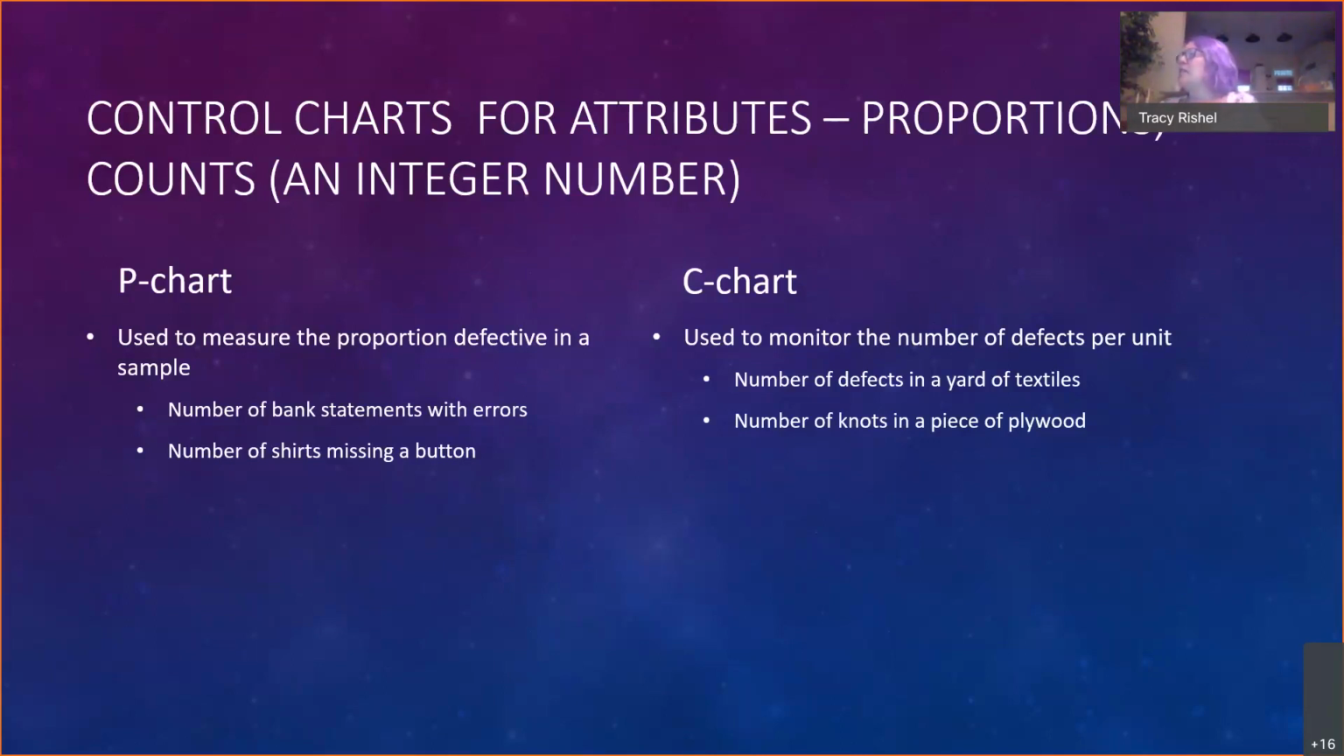The C chart is used to monitor the number of defects per unit. Now, the key here is per unit. So for example, let's say we make textiles. We can count the number of defects in a yard of textiles, and then we can develop a C chart. Likewise, let's say that we make sheets of plywood. We can count the number of knots in a piece of plywood. That is our unit, and we can chart those as well. So a P chart and a C chart also look very similar to what we saw before, with upper and lower control limits and targets.